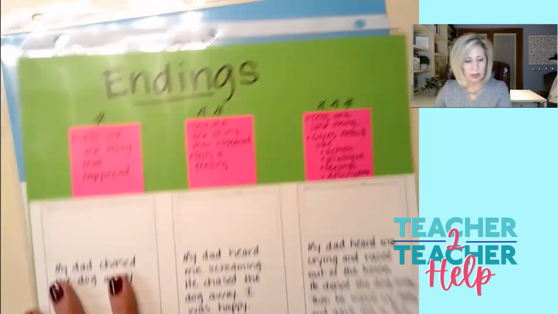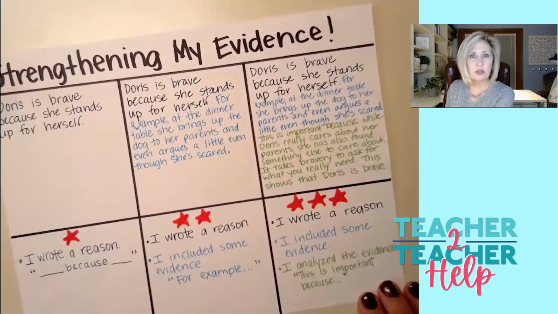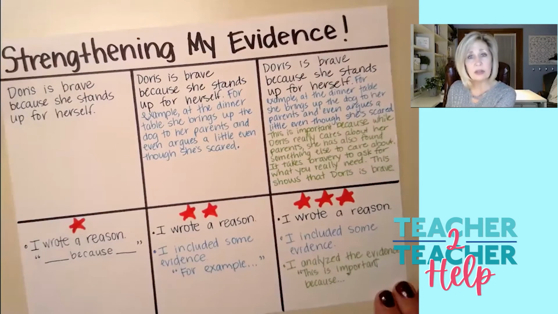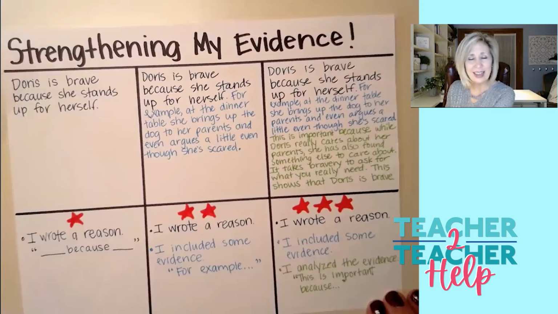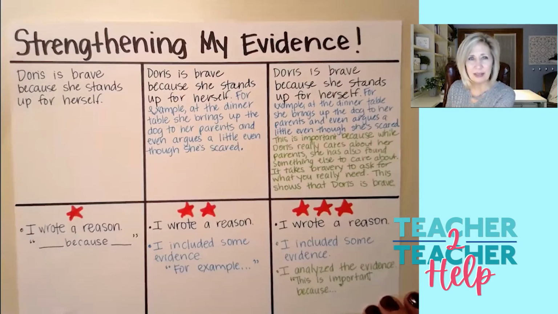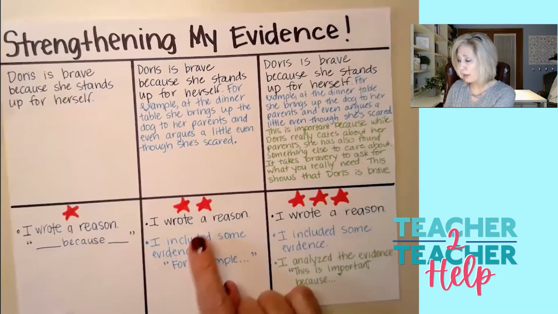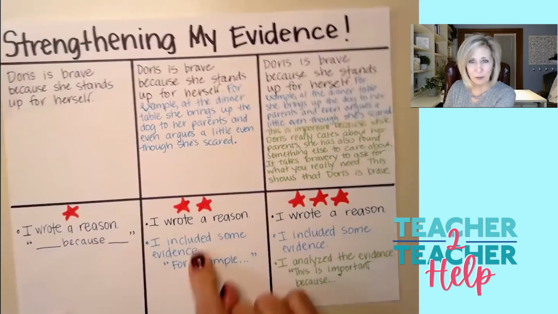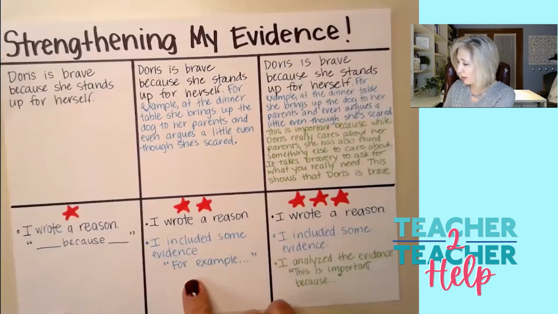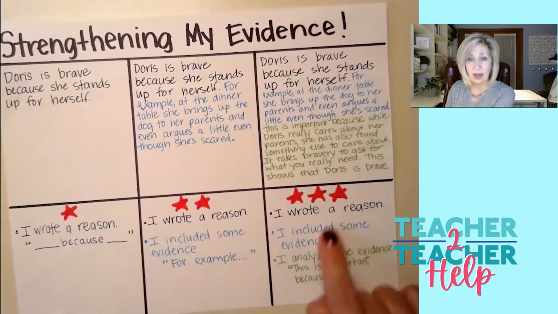Let me show you a couple that are a little bit, or this one here is a little bit more advanced. This one is for a literary essay. So this is students are writing evidence for their literary essay, and we want to lift the level. So how do you strengthen the evidence? So this would be, well, I wrote a reason. Doris is brave because she stands up for herself. A 2-star, I wrote a reason, and I also included some evidence. Like for example, I wrote a reason, I included some evidence, and then I analyzed the evidence.